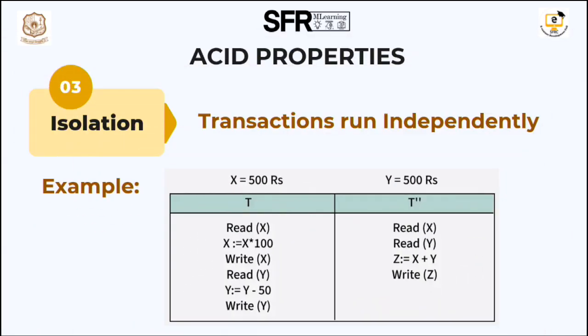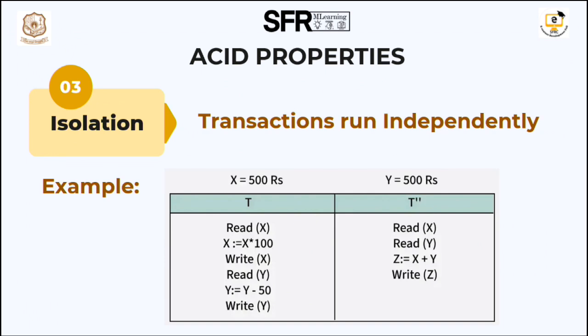Here consider two transactions T and T double dash, x equal to 500, y equal to 500. Transaction T wants to transfer $50 from x to y. So T reads x, that is value 500, deducts $50 from x, then the new x will be 450, and adds $50 to y. So the new y will be 550.